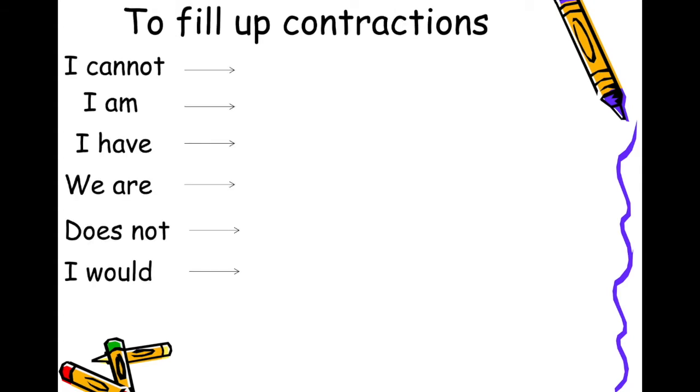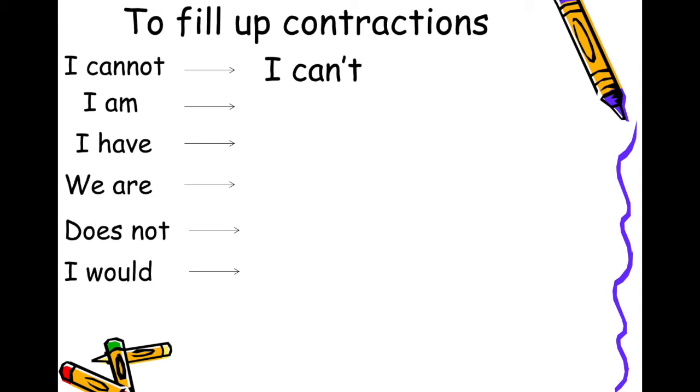Okay, so let's have a go with these contractions here. I cannot. What would that be changed to? So I cannot go swimming this weekend. I can't. Now there's a vowel sound, which is the O sound that has been taken away, along with an N. And in its place, to show that there are missing letters, is an apostrophe. Let's try the next one.